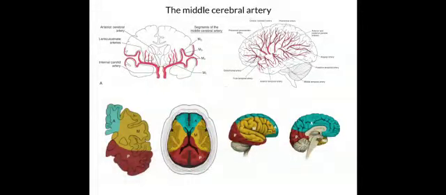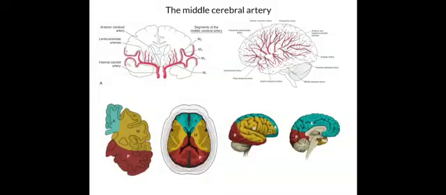Video is about the middle cerebral arteries. We're going to look at their distribution in the brain and see which parts are supplied. You'll recall that the middle cerebral arteries arise as a continuation from the internal carotids, and that they are some of the largest of the cerebral arteries, and they supply a very large area of brain.